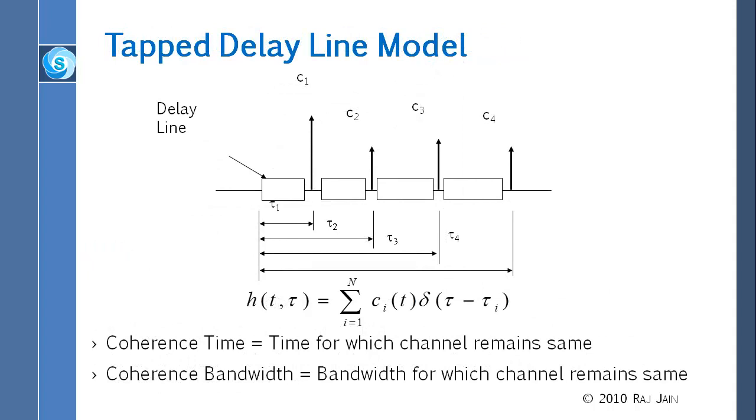So this is a delay line. All it does is introduce a delay, and we tap this line at some points and get some power out. If we were to put this mathematically, it would be delta of tau minus tau i. This represents an impulse at t equal to tau i. So we have C1 delta of tau minus tau 1, where C is the amplitude. In this case we have taken i equal to 1 through 4 impulses, and this is the time domain model for that channel.